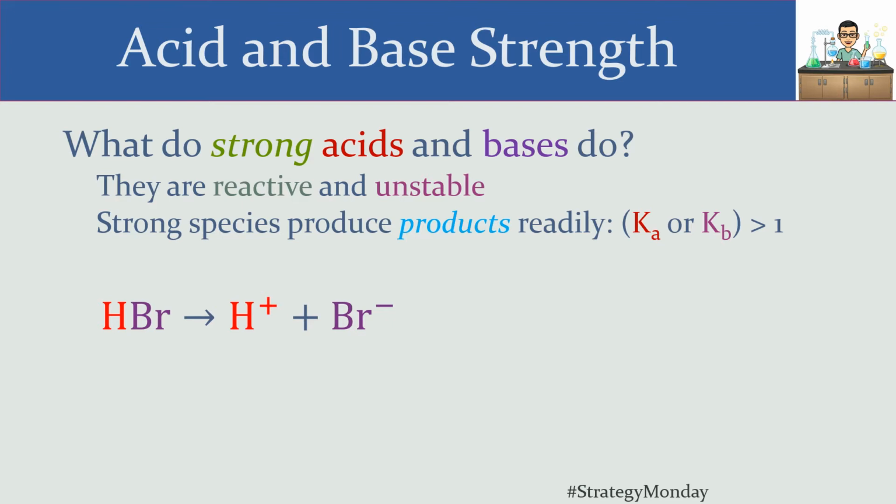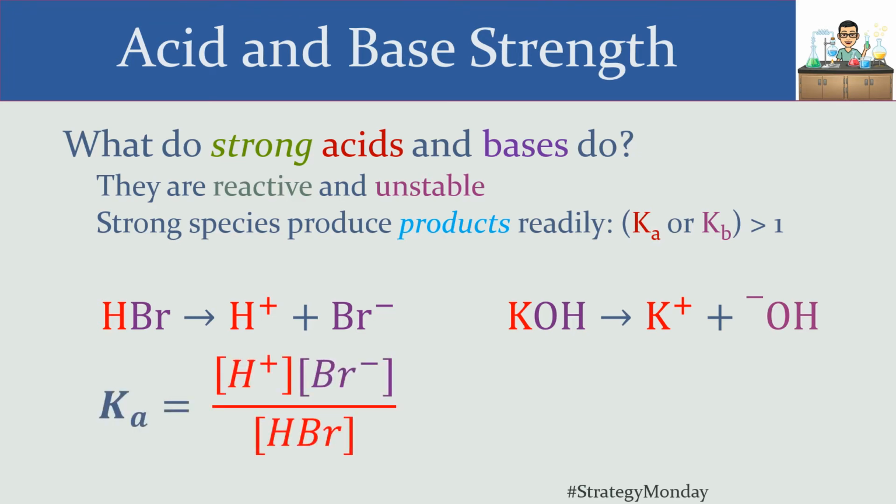So if I take a look at a strong acid like HBr, or a strong base like potassium hydroxide, hydrobromic acid produces products readily. That's why this reaction arrow is a one-way street. It goes from left to right, and there's no going back. And so it produces protons and bromides readily. Potassium hydroxide, also a one-direction arrow, produces potassium and produces hydroxide. There's no back reaction at all.